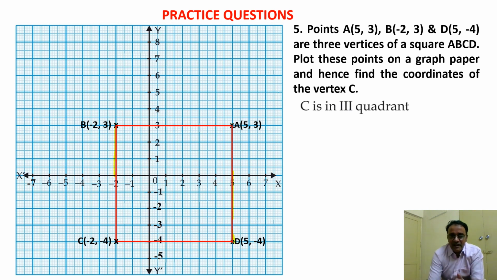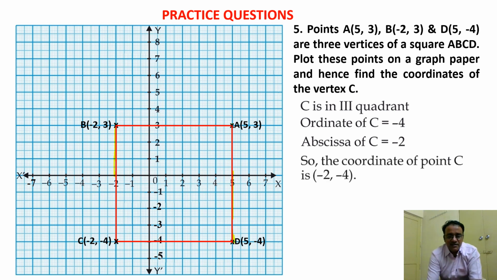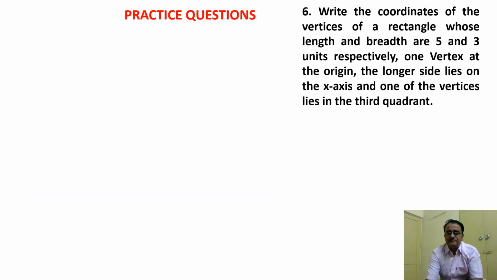Now see, हम लोग का जो C है वो third quadrant में है. Ordinate is -4, that is y coordinate, and abscissa is -2, right? So its coordinate is -2 -4. So this is question number 5. This is also very important question. Whatever the practice questions we are going to do in this session, all are important questions. Okay, now let us move towards this question.